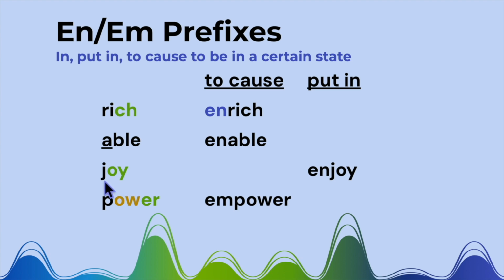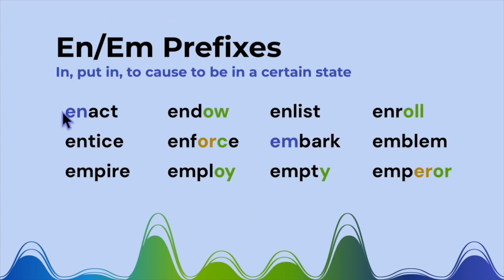OY says oi, so here we have joy. To enjoy means to put joy into something. OW in this word says ow, and here we have power. To empower means to cause someone to have the power to do something. Here are more words with these prefixes.